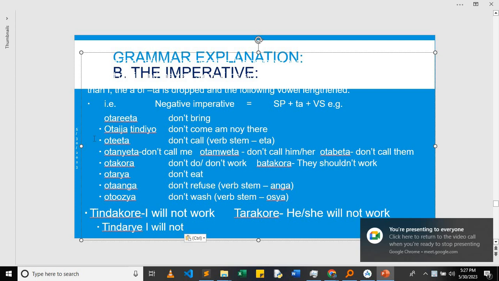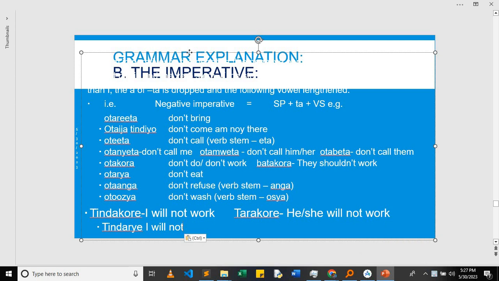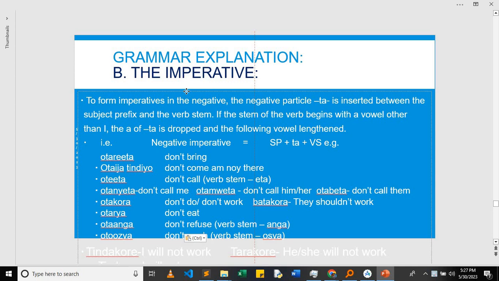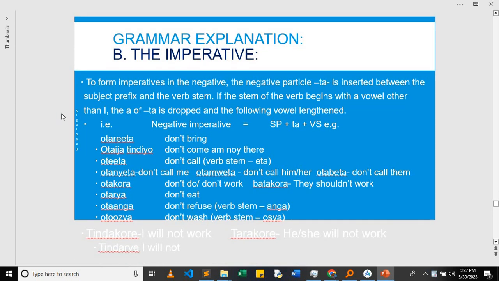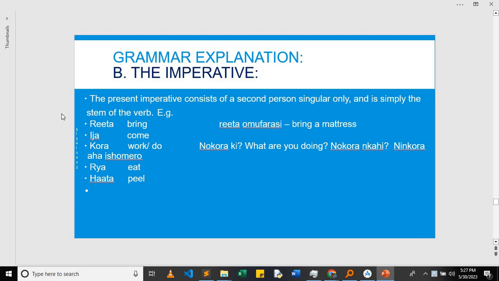In the meantime, let me teach you something that I started with. I was saying imperatives. I don't know what an imperative means, but an imperative is more like the second person singular, simply the stem of a verb. You see, like ija, kora, rya, hata, yozya. All these are called imperatives. They are just stems of a verb. You get it? Because it is kuija, kukora, kuria. But if they are just the short ones, they are called imperatives.